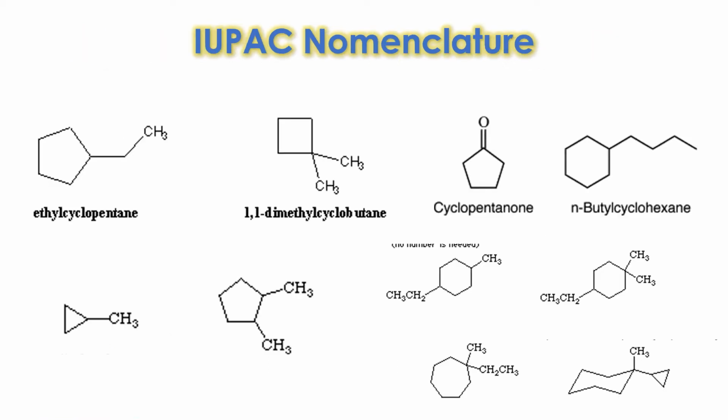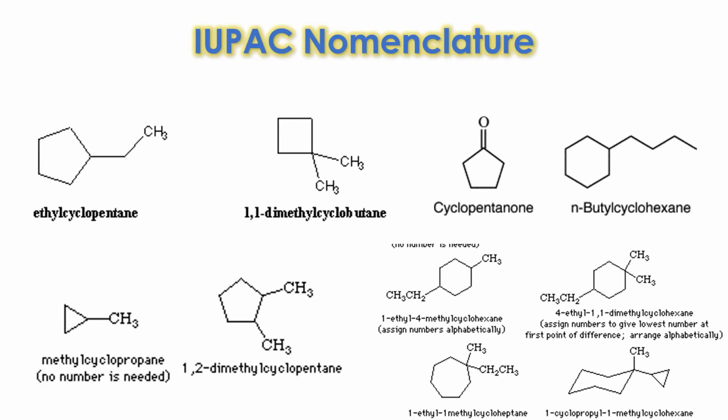Their nomenclature is also easy. You can see, now this is a cyclopentane to which there is an ethyl substitution. So the simplest name is ethyl cyclopentane. If there is only one substitution, you need not number it. Like here, methyl cyclopropane. A number is not needed.